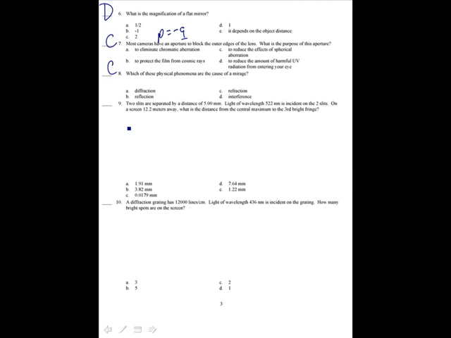Two slits are separated by a distance of 5 millimeters. That is D, 5 times 10 to the minus 3 meters. Light of wavelength 522 nanometers, that's times 10 to the minus 9, is incident on the two slits on a screen 12.2 meters away. What is the distance from the central maximum to the third bright fringe?